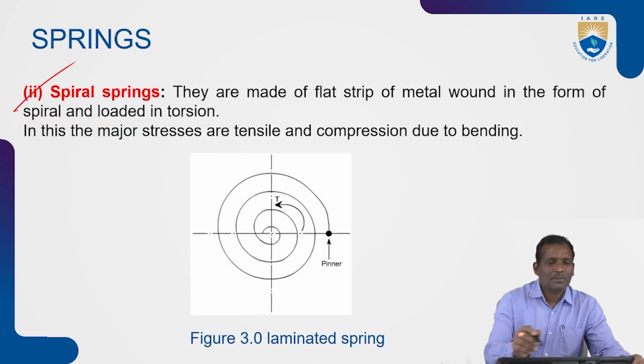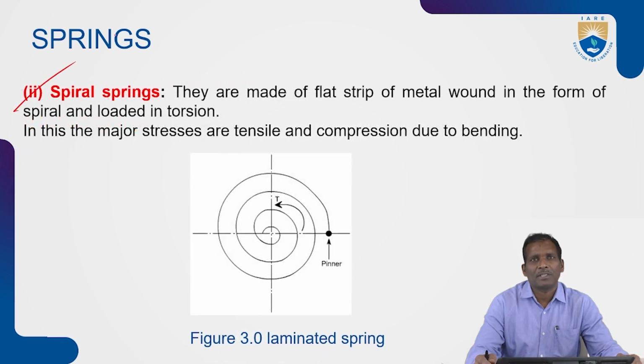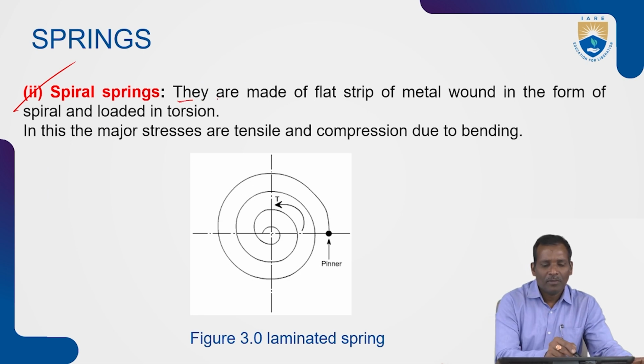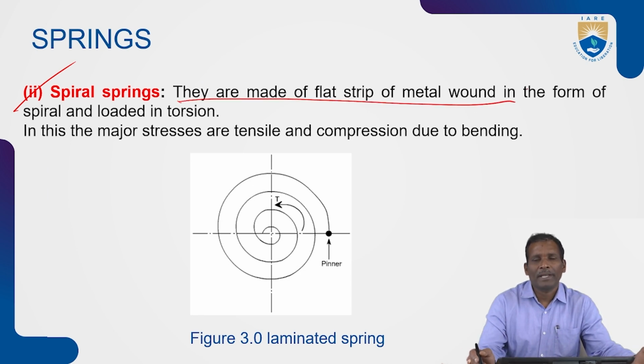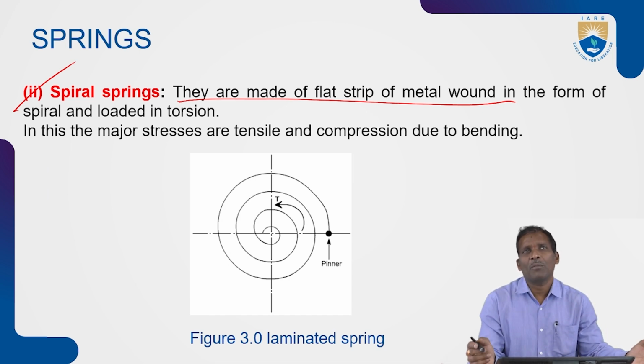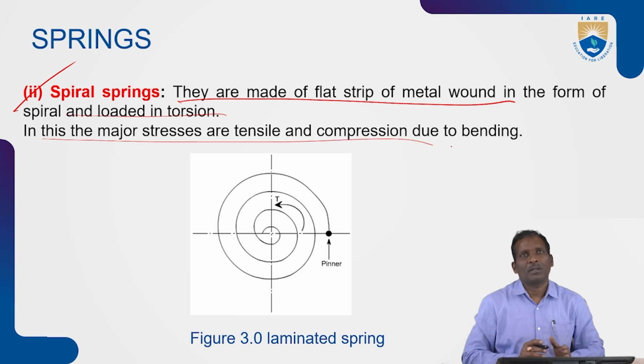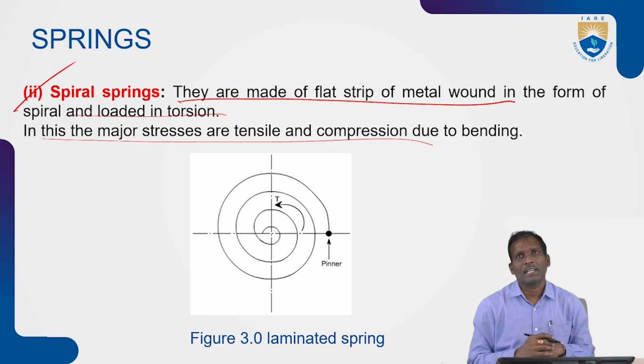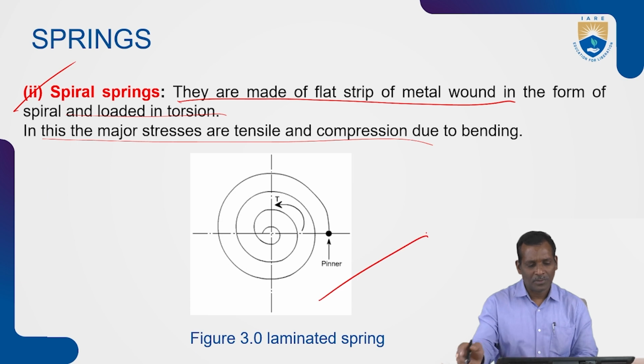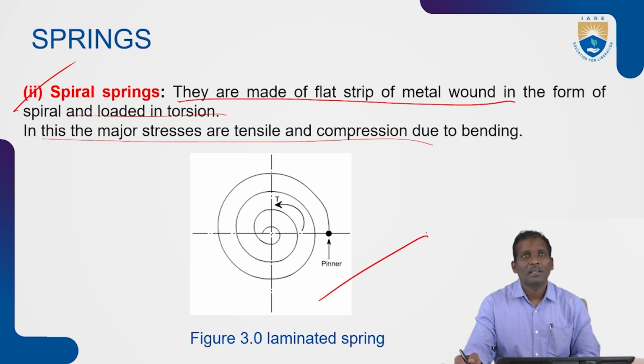Next, spiral springs. How do you define the spiral springs? They are made of flat strip of metal wound in the form of a spiral and loaded in torsion. So in this, the major stresses are tensile and compressive due to bending. So the spiral spring is shown in the figure.